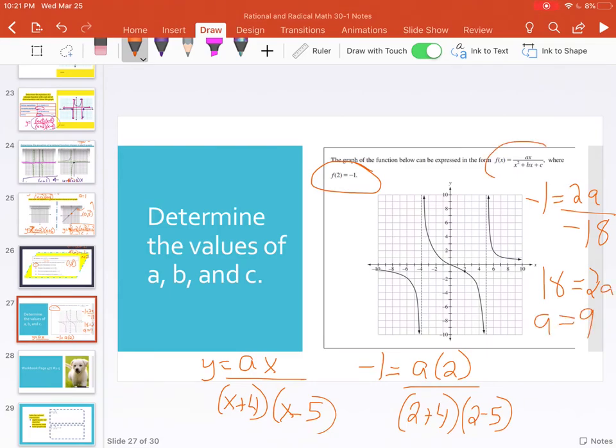All right, it does want it in this form. So now I'm going to go back to this equation, substitute 9 in, but notice how your denominator is expanded. So I do need to expand that denominator out. So I'll end up with x times x is x squared. X times negative 5 is negative 5x. Plus 4x gives me negative 1x minus 20. All right, so then my a value would be 9, my b value is negative 1, and my c value is negative 20.